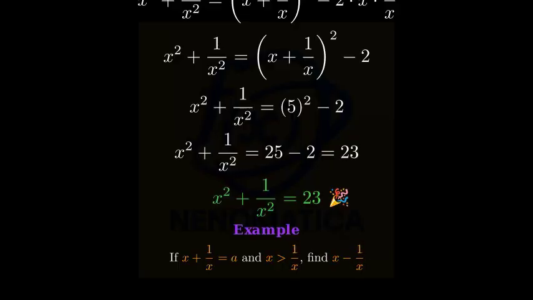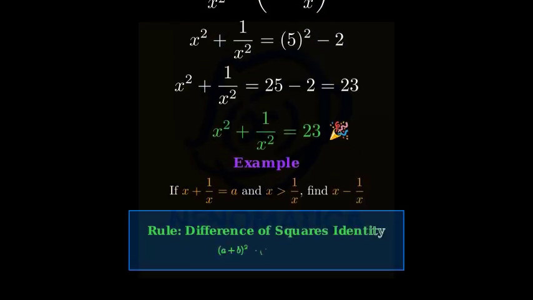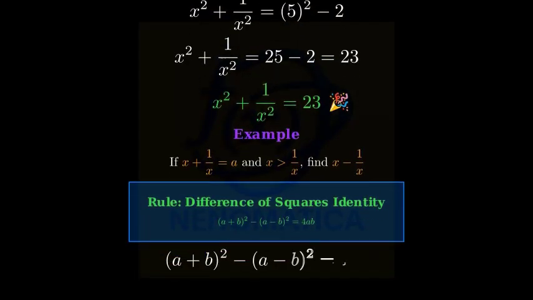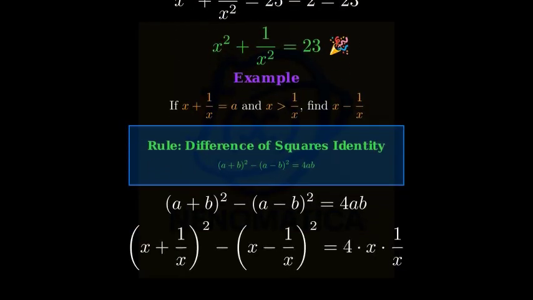Given that x plus 1 over x equals a, and x is greater than 1 over x, we need to find the value of x minus 1 over x. For this problem, we'll use another algebraic identity. This identity states that the square of a plus b minus the square of a minus b equals 4 times a times b. Or we can rearrange it to say that (a plus b) squared minus (a minus b) squared equals 4ab. Now, let's apply this identity to our problem.